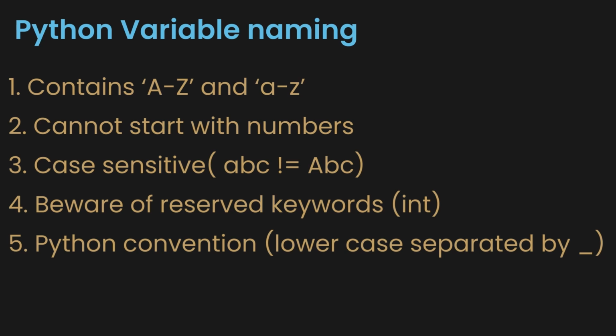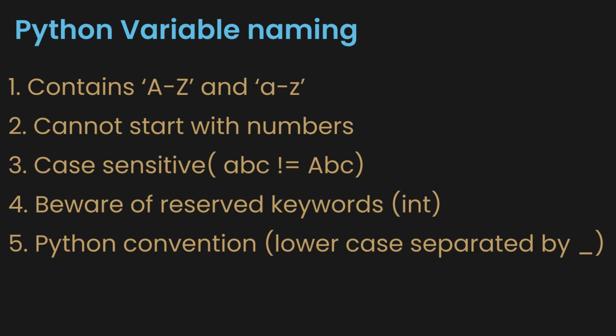Next, remember that variables cannot start with numbers. While number_1 is valid, 1_number is not, and Python will throw an error. Python is case-sensitive. This means that lowercase and uppercase letters are different in the eyes of Python. For instance, abc and ABC would be considered two separate variables.